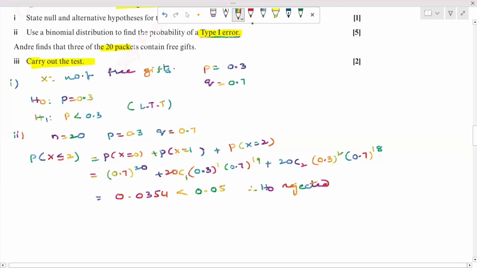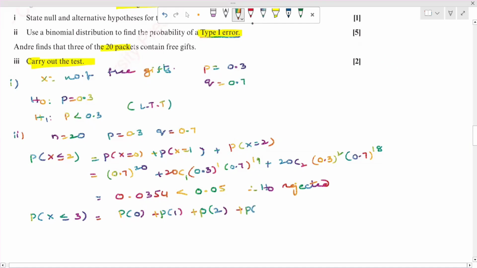Okay, now H1 is accepted in this case. Now you go for X less than or equal to 3. So, same thing: P of 0, P of 1, P of 2 and P of 3.